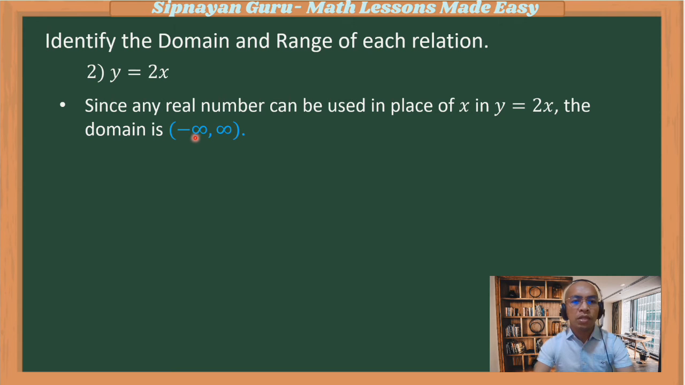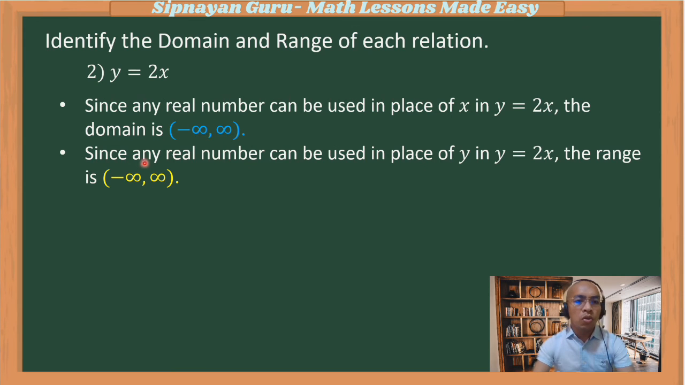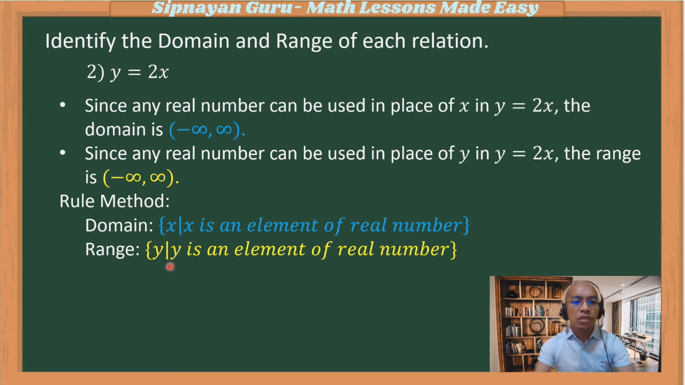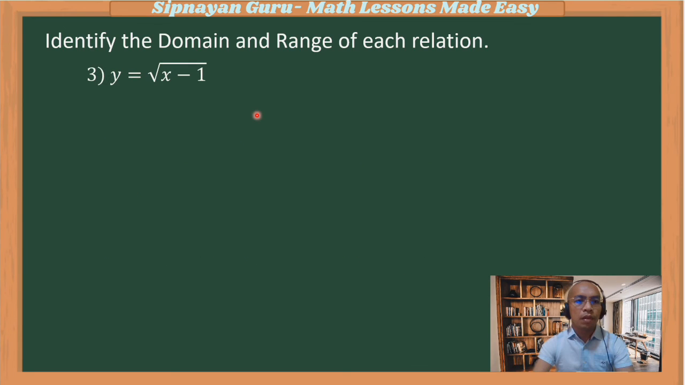So this notation is written in interval form. And also, since any real number can be used in place of y in y equals 2x, the range also is from negative infinity up to positive infinity. So this is the lower boundary and the upper boundary. If you write this interval notation in the rule method, for the domain, it will be stated as x such that x is an element of real numbers. And the range, y such that y is also an element of real numbers.